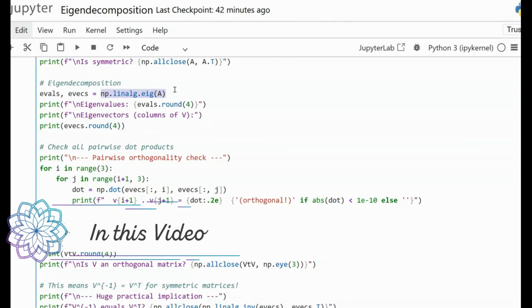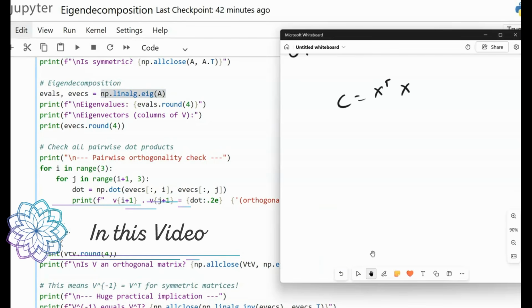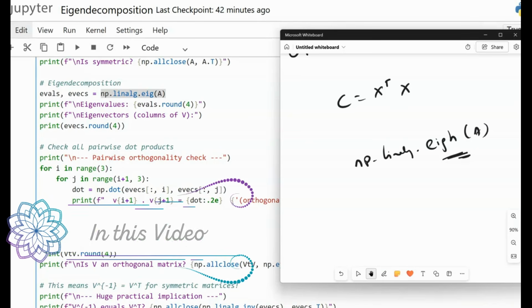So if you know your matrix is symmetric, instead of this, kindly just use, of course, np.linalg.eigh of A. Because here H stands for Hermitian, that is the complex generalization of symmetric. And here this eigh is much faster, more numerically stable and returns eigenvalues stored in ascending order.